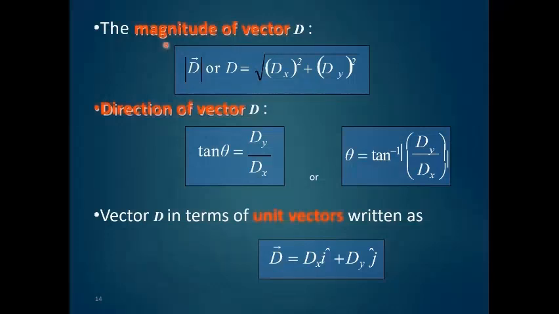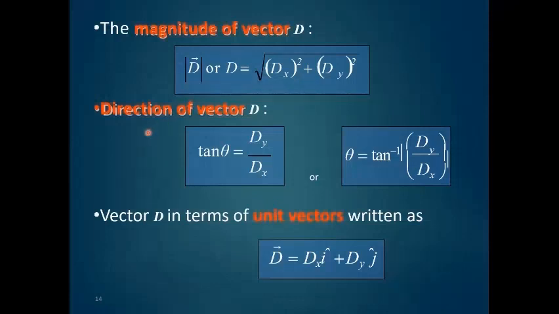So, daripada kita punya komponen tadi, dx dengan dy, kita boleh kira magnitude untuk satu-satu vektor. So, magnitude dia dengan cara dx square plus dy square, punca kuasa 2. So, dapat balik magnitude yang asal tadi.